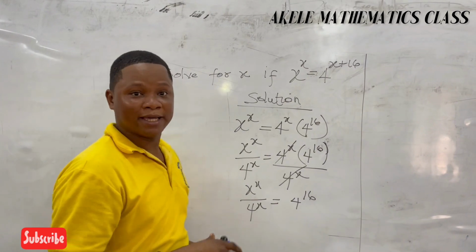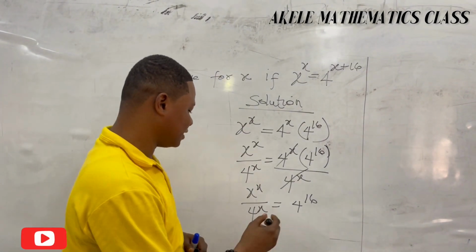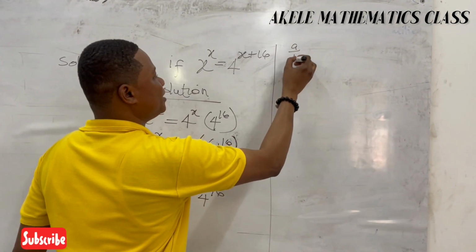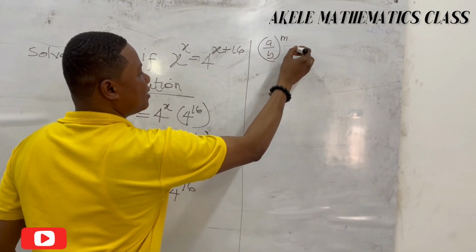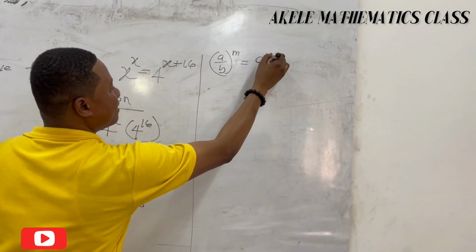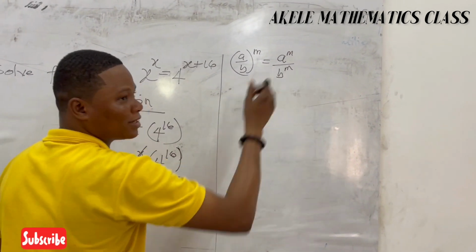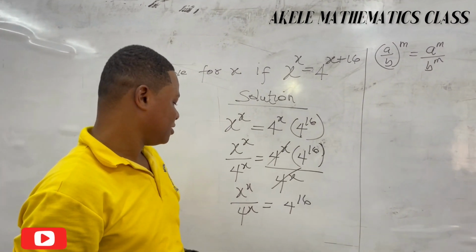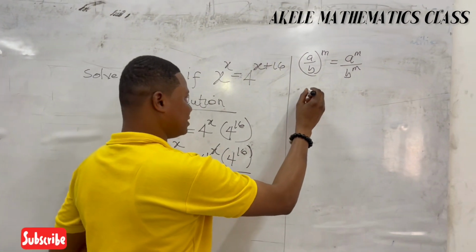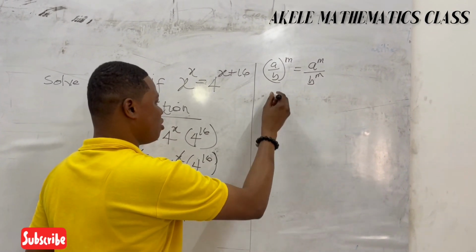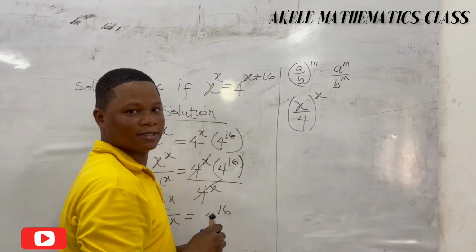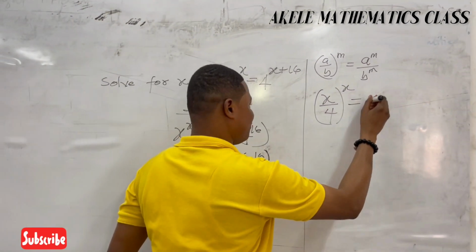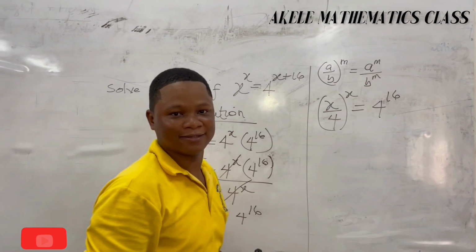But we should remember in indices, one of the properties is that if you have a over b all to the power m, we write it as a to the power m divided by b to the power also m. So we are going to use that to write the left hand side of the equation. And so it means that we're going to get x over 4 all to the power x from this property, which is equal to 4 to the power 16.